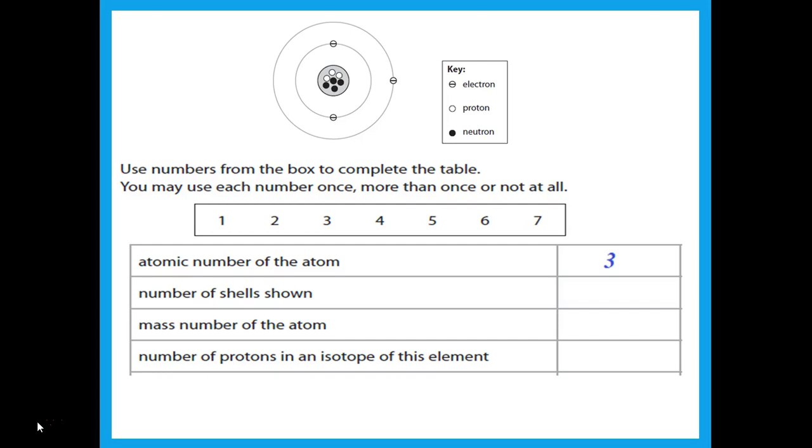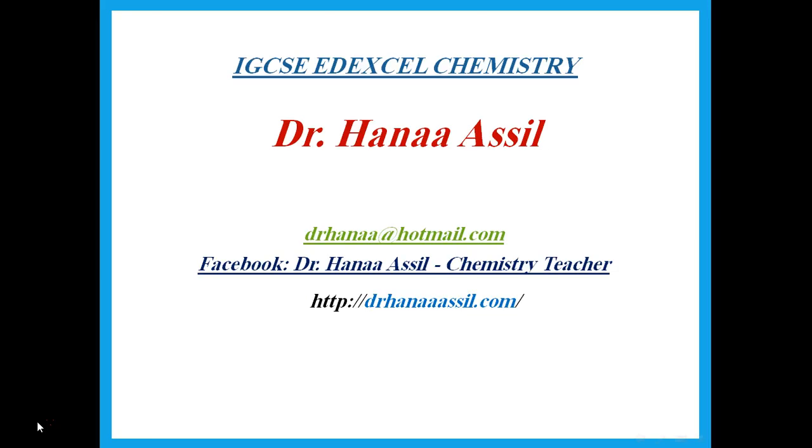Number of shells. How many shells do you have written there? You have 2 shells. Mass number, what's the mass number? Mass number is everything inside the nucleus, protons plus neutrons. So you have 3 protons and 4 neutrons, so that's a total of 7. So that's your mass number. Number of protons in an isotope of this element: the number of protons is always the same. If it is the same element, it's the same number of protons.